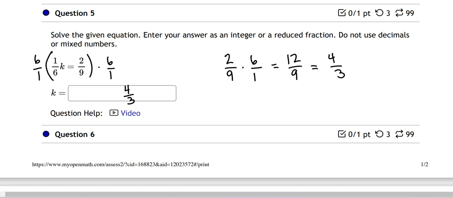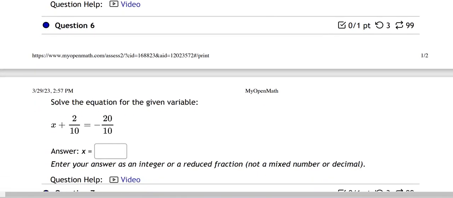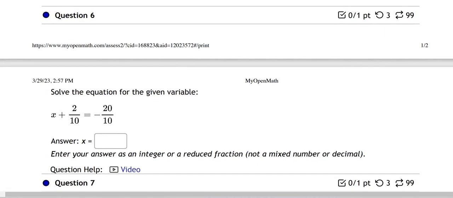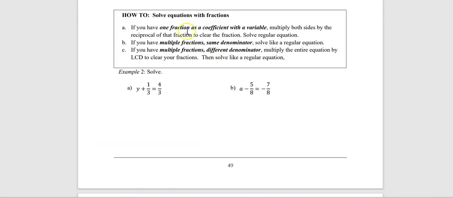All right. Question number 6. Here we do not have anything with the variable, but we do have two fractions. Let's go ahead and look at our notebook. If you have multiple fractions with the same denominator, solve like a regular equation. So this is going to be your case number 2.